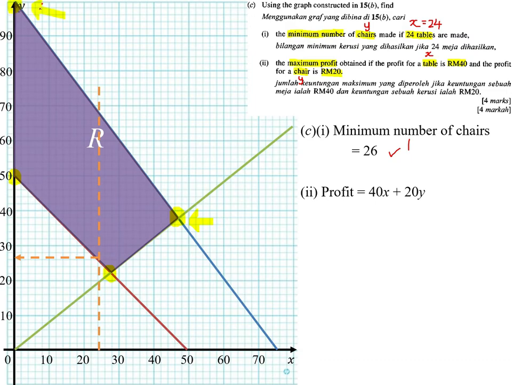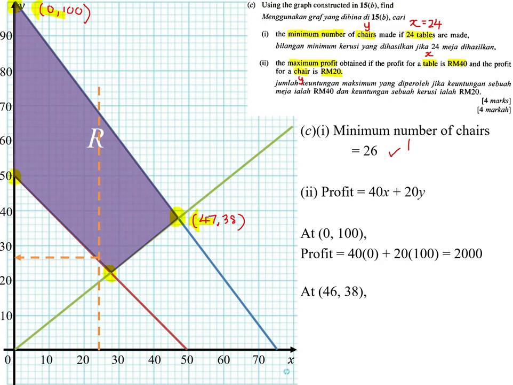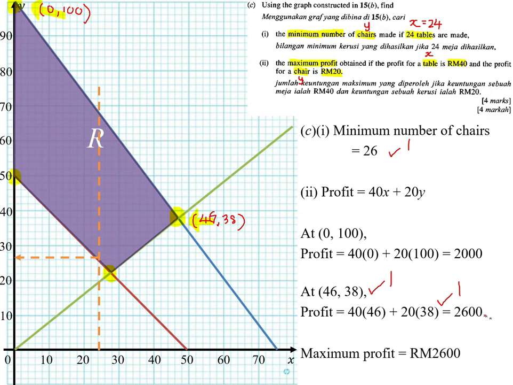So this coordinate gives us 0, 100. And this other coordinate, it will give us 46. And you read it properly. If it does not reach 47, don't use that one. You have to move inside a bit to choose the nearest value. The profit will be 2,600 ringgit. So 1 mark is given when you get the coordinate 46 and 38. 1 mark when you substitute the coordinate inside the profit function. And 1 mark for you to write down your final answer, which is RM 2,600.